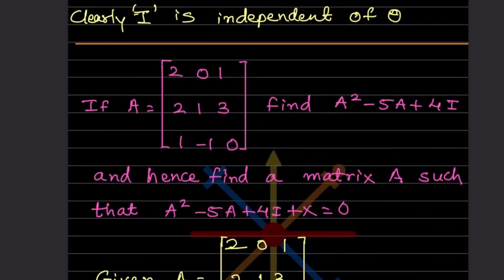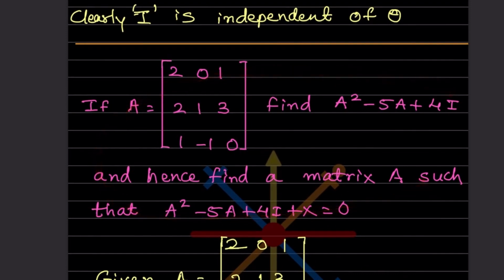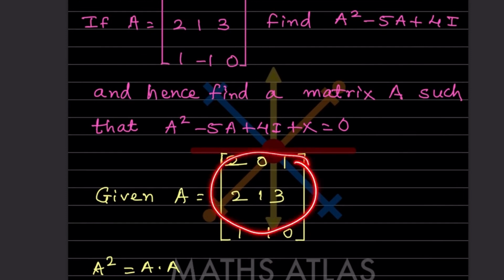So now let us see here, this is the question given, and we have to find a matrix A such that A² − 5A + 4I + X = 0. So the matrix is given. I wrote it as it is. Now we have to find this one. So here, first thing we will find here, A² − 5A + 4I.